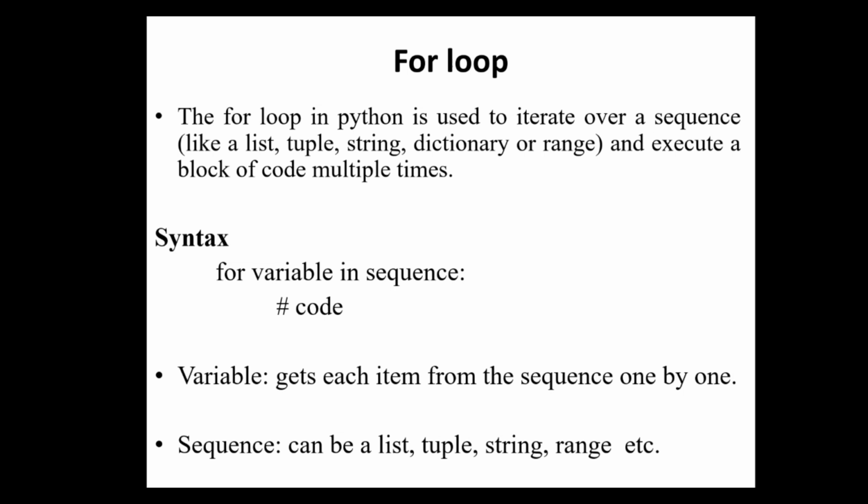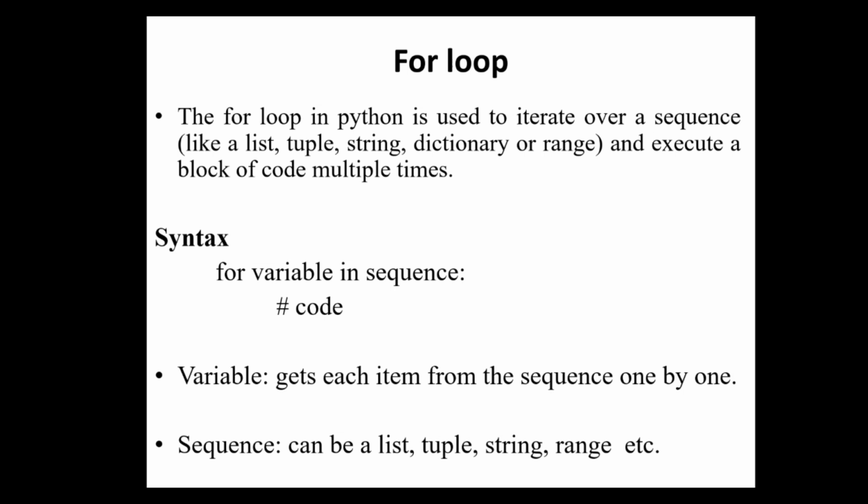The for loop in Python is used to iterate over a sequence like a list, tuple, string, dictionary, or range and execute a block of code multiple times. Syntax: for variable in sequence, colon, and then the code that should be under indentation.